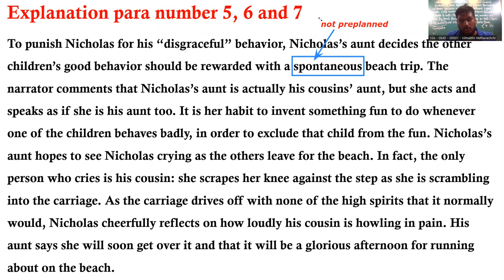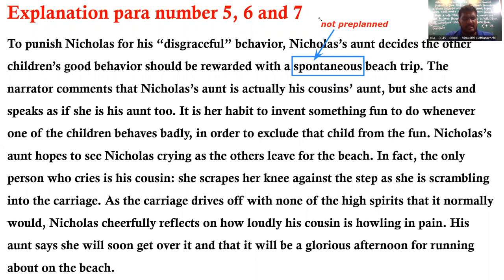So the narrator comments that Nicholas's aunt is actually his cousins' aunt, but she acts and speaks as if she is his aunt too. It is her habit to invent something fun to do whenever one of the children behaves badly, in order to exclude that child from the fun. Nicholas's aunt hopes to see Nicholas crying as the others leave for the beach. In fact, the only person who cries is his cousin. She scrapes her knee against the step as she is scrambling into the carriage. As the carriage drives off with none of the high speed that it normally would, Nicholas cheerfully reflects on how loudly his cousin is howling in pain.